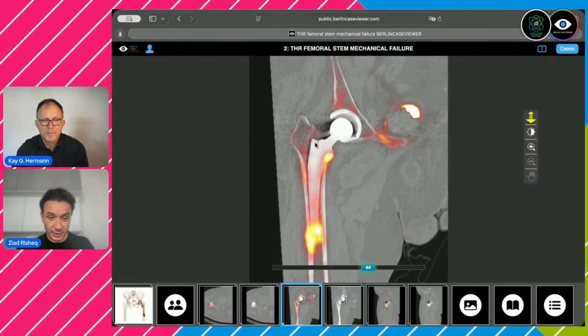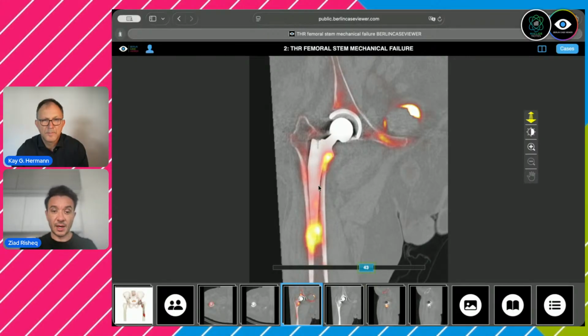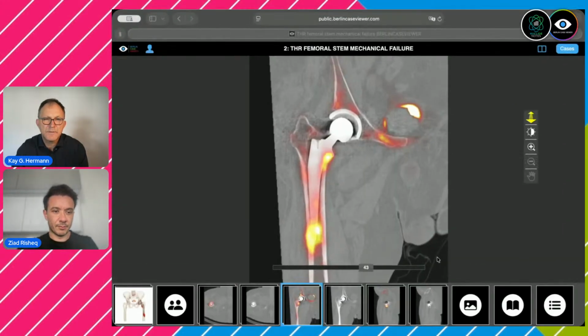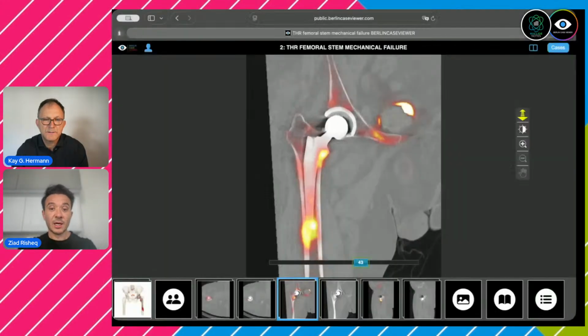And this stem should be higher in position according to the post-op X-ray. So when you compare it to the post-op X-ray, you can definitely say that there is migration of the femoral stem. And when you have this lucency and this intense uptake over here, this is also... you spoke about fibrous fixation compared to osseous fixation.